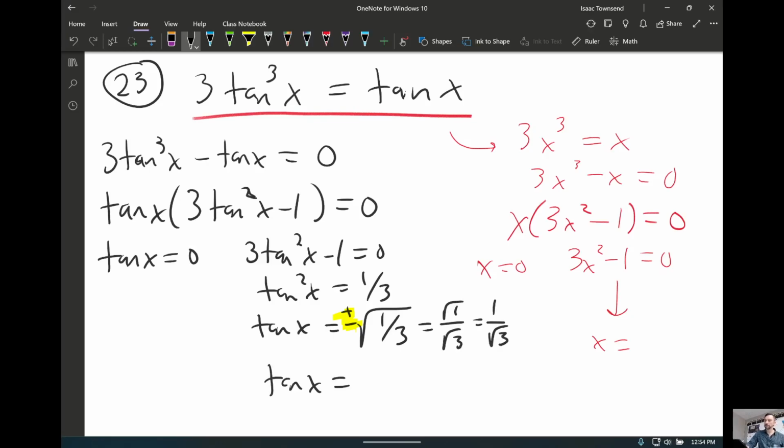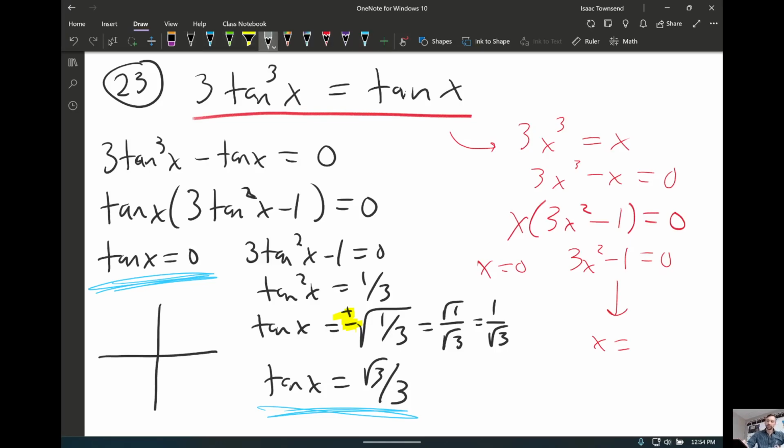And you probably want to rationalize it before it starts to look familiar. But eventually, we get some stuff that looks familiar to the unit circle. There's 2 times where tangent would be 0. Remember, tangent is like sine over cosine, so anywhere where sine is 0, tangent would be 0. So that happens at 0 and at pi. And then anywhere where tangent is square root of 3 over 3, positive.